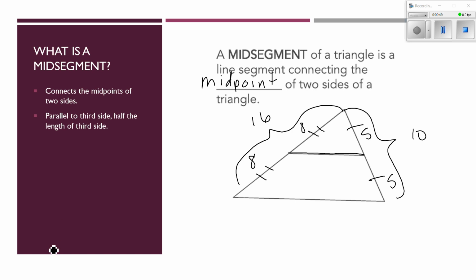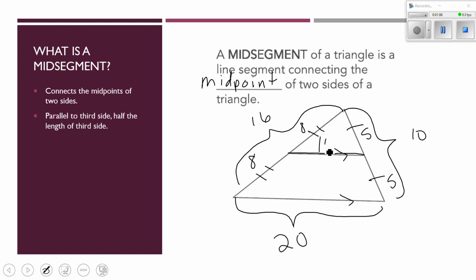And what happens with the midsegment is it becomes parallel with the third side. Those two lines are going to be parallel, they're never going to touch. And it's also going to be half the length of the third side. So if this whole length right here was 20, the midsegment is going to be half of that, or 10.